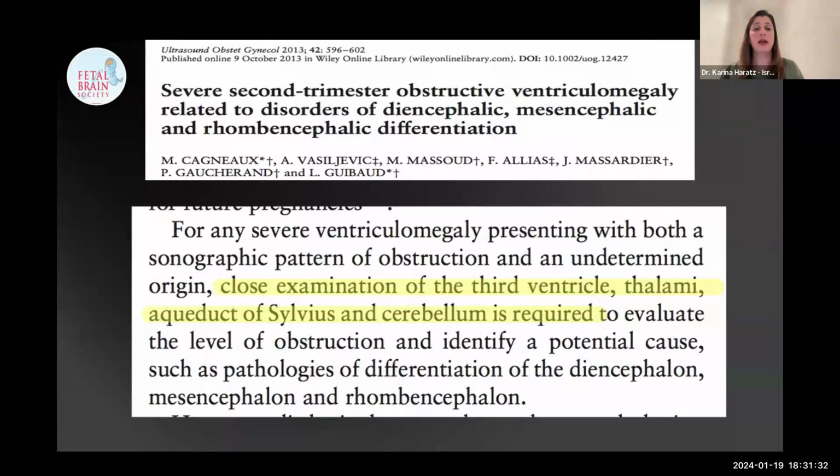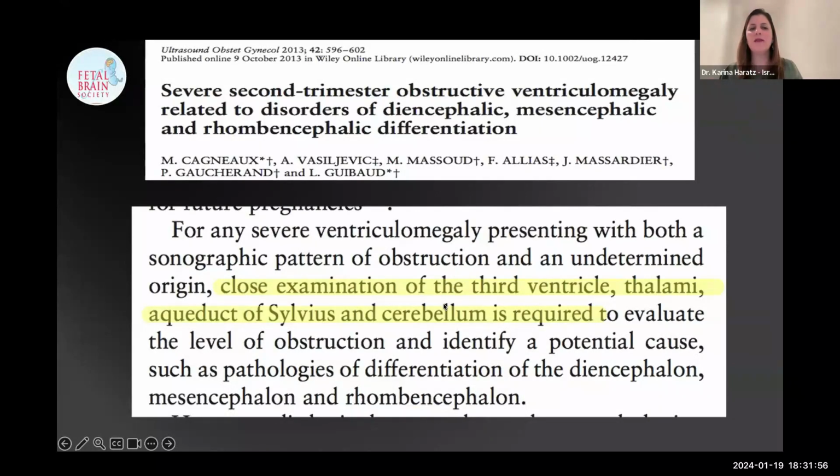And I will just end with this slide. Unfortunately, we don't have more time, but regarding severe ventriculomegaly, or new ventriculomegaly appearing later on in pregnancy, we must remember that sometimes the answer will be at the level of the diencephalic and the mesencephalic differentiation.